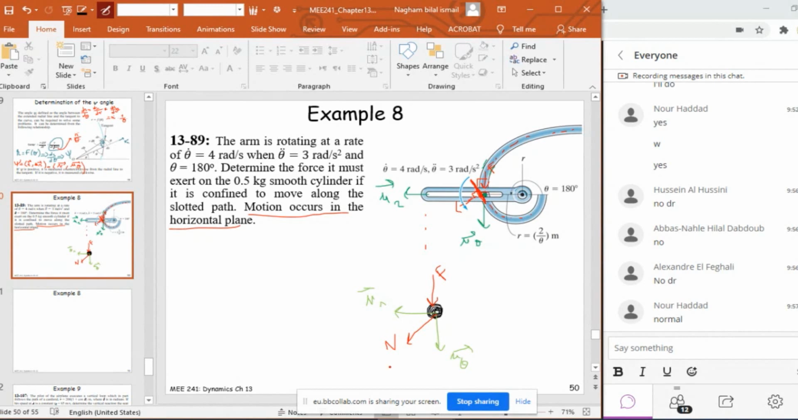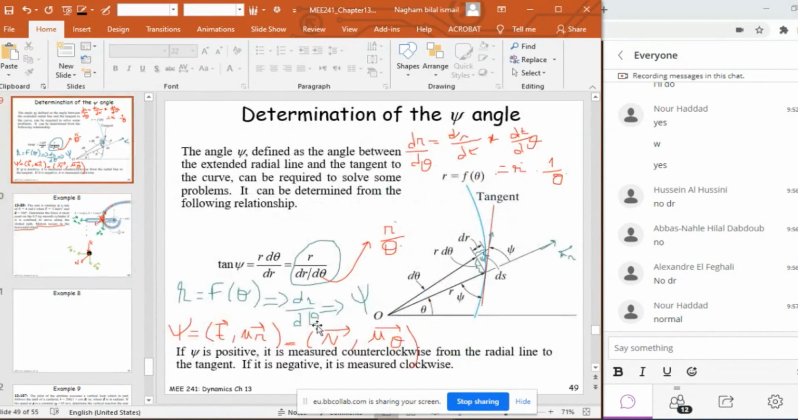Now, how do I do the projection of the normal force on UR and U theta? I need an angle. And I said previously that the angle psi, the angle between N and U theta, can be found using this equation. So this will be the angle.